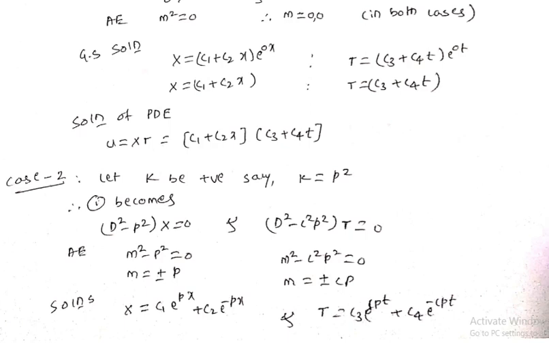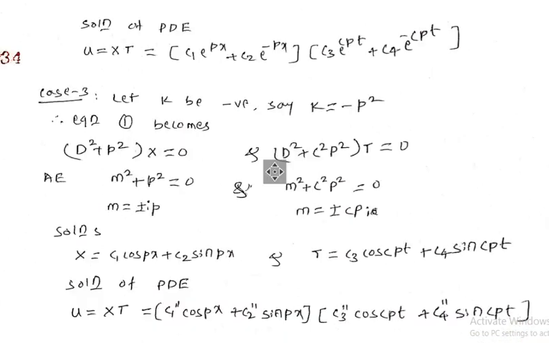So we get capital X and capital T, and again we substitute them in the equation u equal to XT. So the u equation is (c1 e to the power px plus c2 e to the power minus px) times (c3 e to the power cpt plus c4 e to the power minus cpt). That is case number 2.